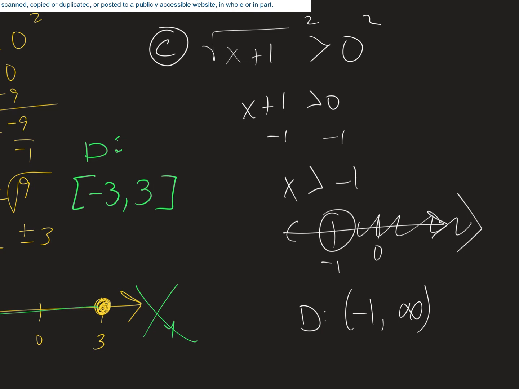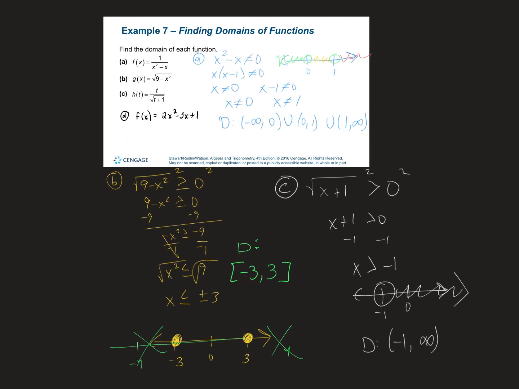Think about this. If I plug in negative 1 into my equation, what's negative 1 plus 1? 0. What's the square root of 0? 0. That would make your denominator what? 0.